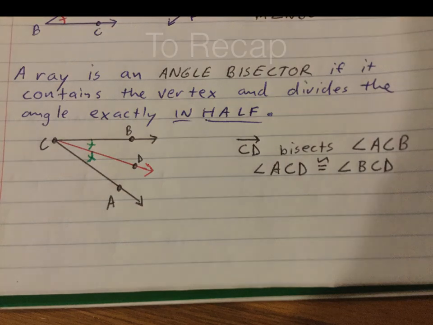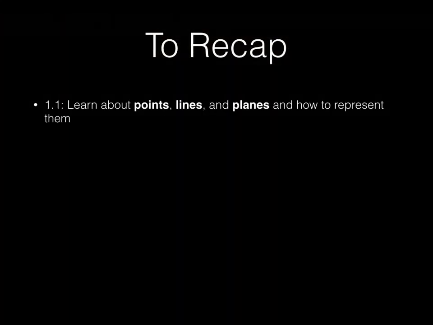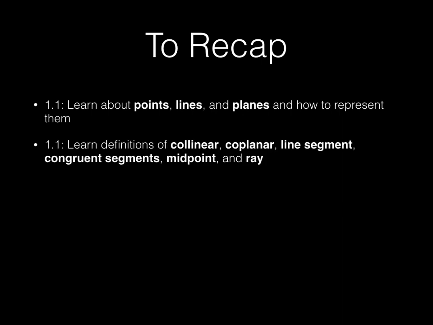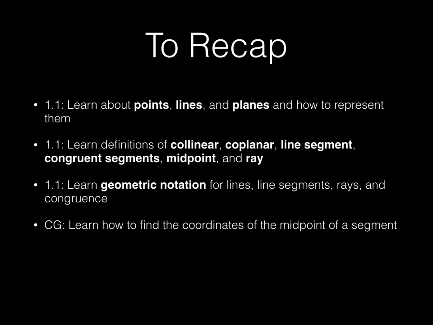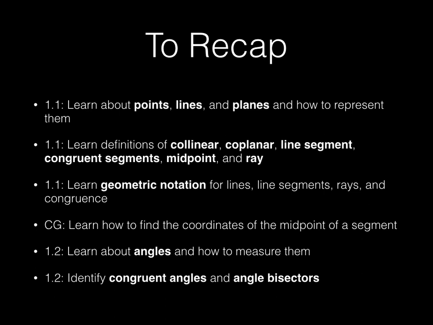So to recap, we talked about points, lines, and planes. We talked about definitions of collinear, coplanar, line segments, congruent segments, midpoints, and rays. We talked about special geometric notation for all these things. We talked about the coordinates of a midpoint. We talked about angles, how to measure angles, and identifying congruent angles and angle bisectors.